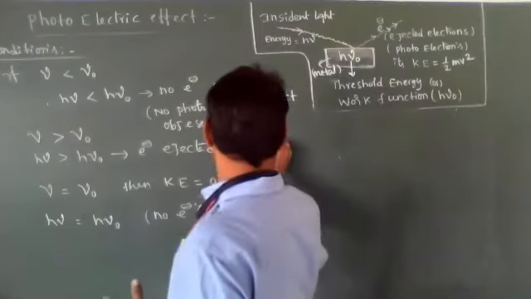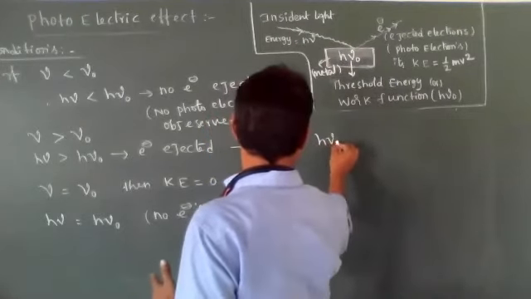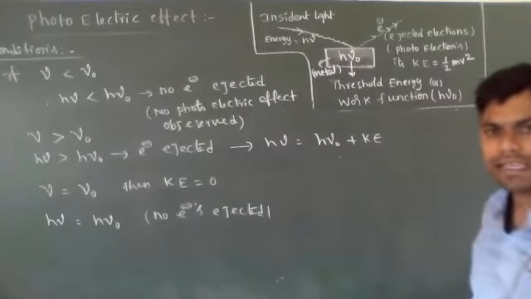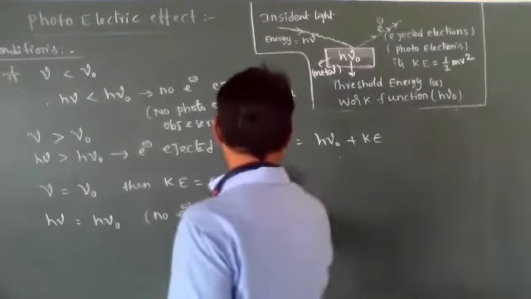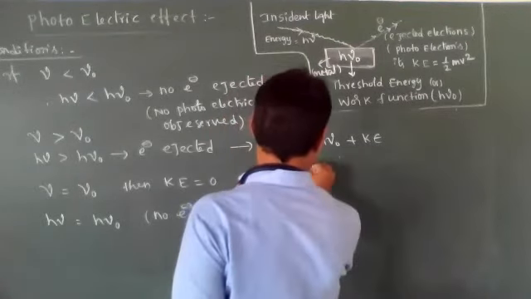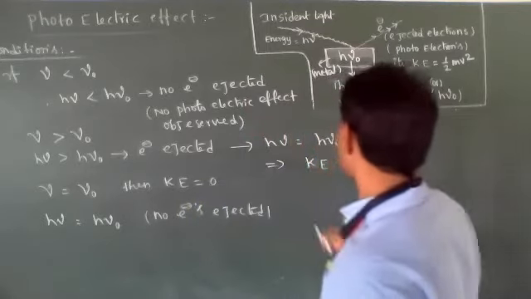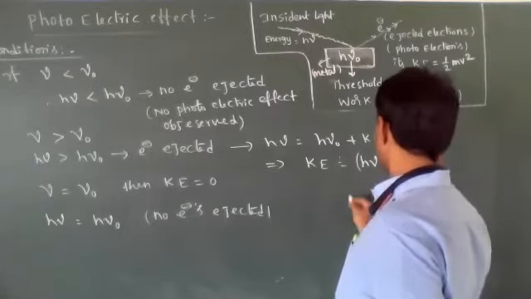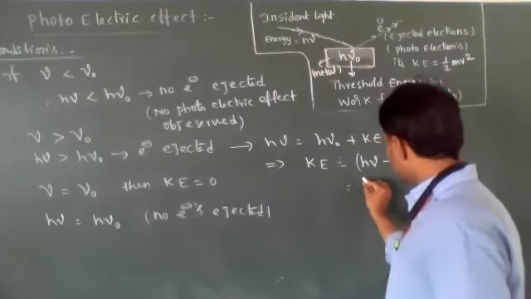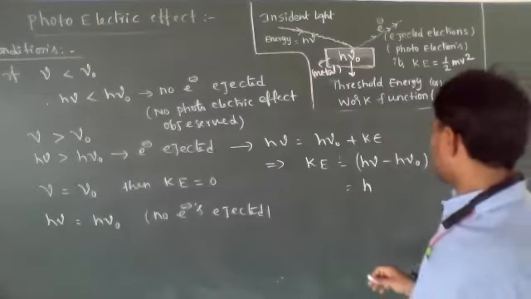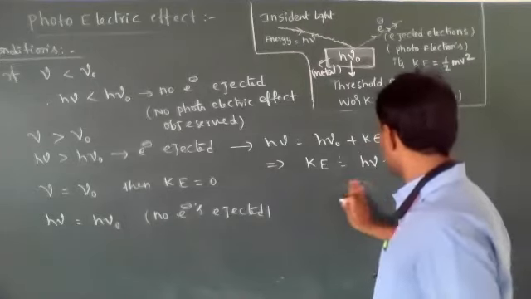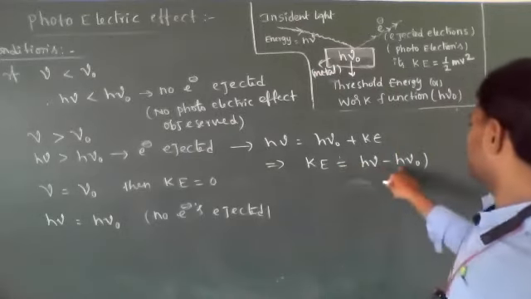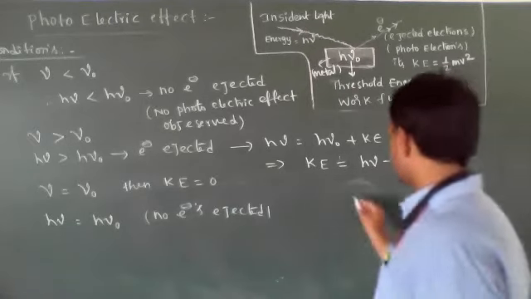Then h nu is equal to h nu naught plus K, the kinetic energy. Now from this condition, the kinetic energy is equal to h nu minus h nu naught. Then you can take h common, or otherwise just leave it. Kinetic energy is equal to h nu minus h nu naught.